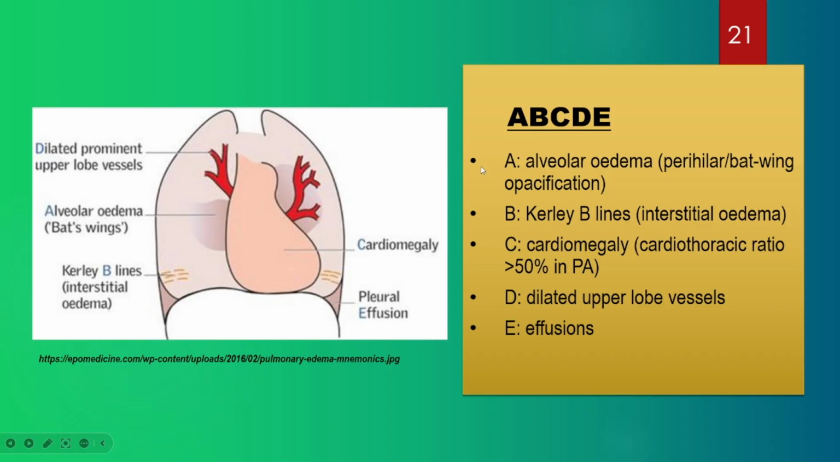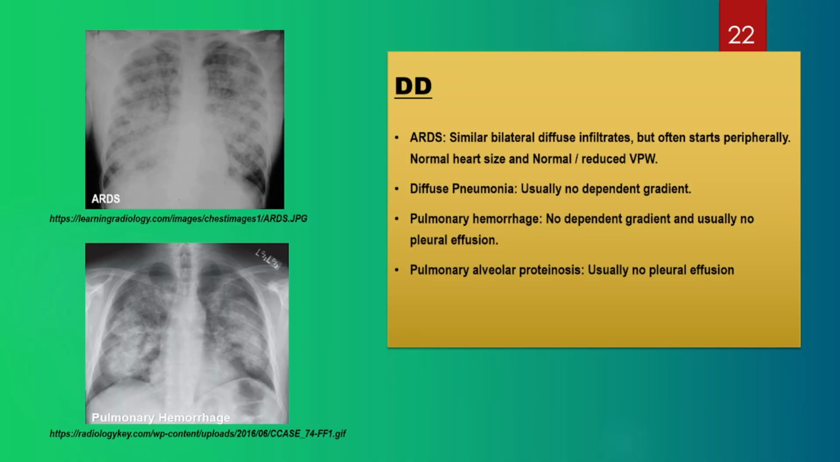A for alveolar edema, the perihilar opacifications or bat wing sign. B for curly B lines. Then cardiomegaly, C. D for dilated upper lobe vessels. And E for effusion. The chest X-ray features of heart failure are not diagnostic.